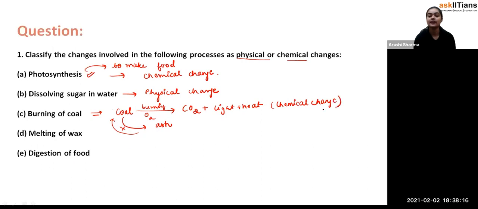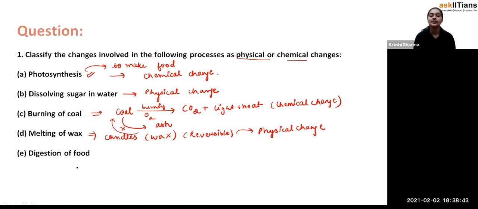Fine. Now if we talk about melting of wax. See, if you have ever seen the candles which we use in our houses, when they start melting, we get wax. And we can again make candles from that wax. So obviously, student, what type of change is it? It is a type of reversible change. And reversible change is the property of physical change. So it is an example of physical change, student.